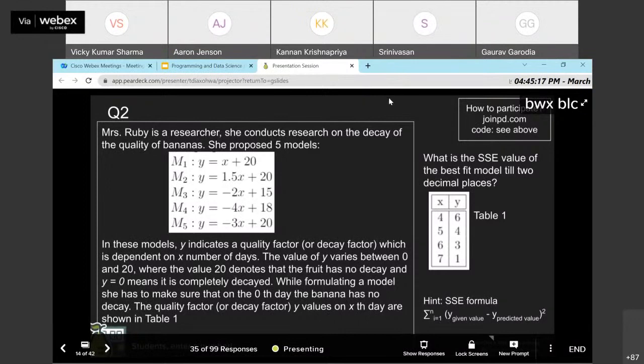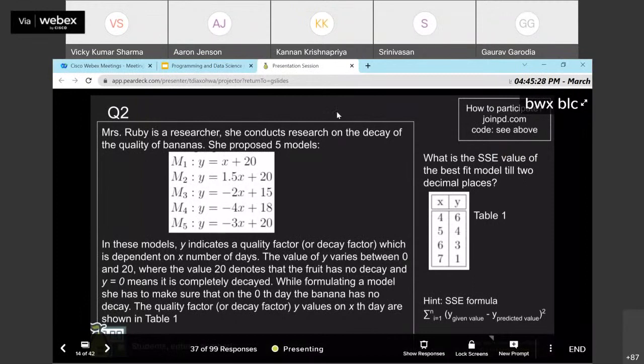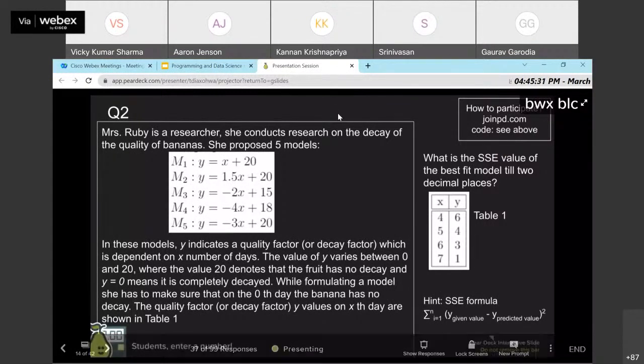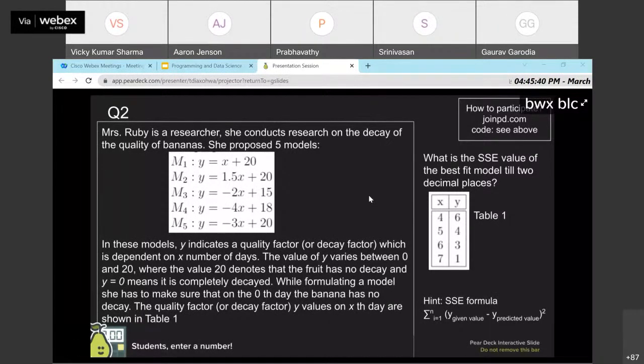Okay, Prabhavati, can you unmute yourself? Prabhavati, are you here? Are you able to hear me? Yes, you are audible. There are five models which have been given, so I don't know which we should use. Okay, you don't know which you should use. So what is the answer you got?